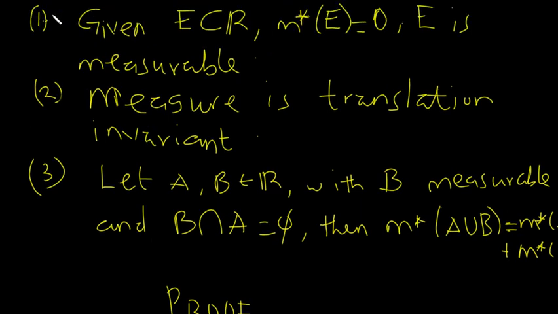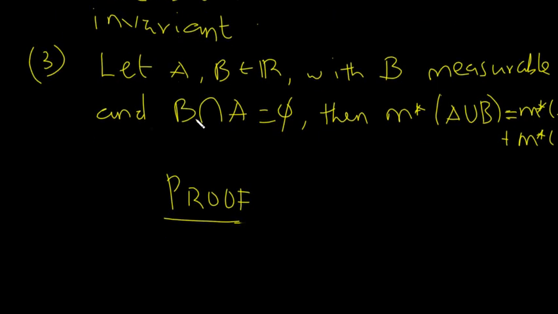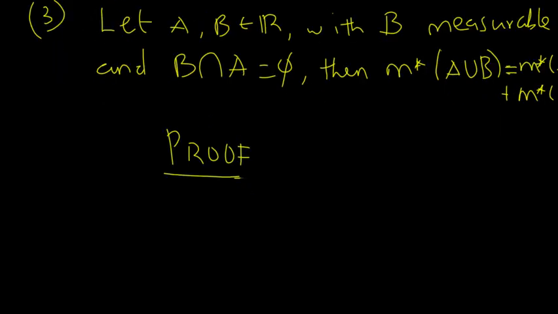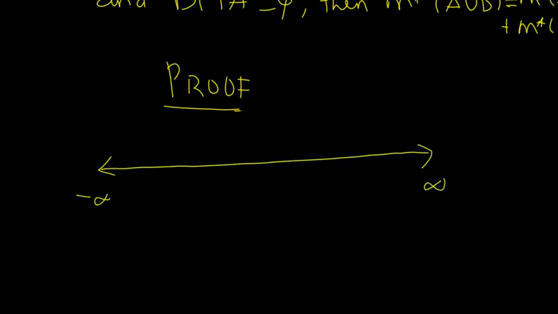And in the previous video we were able to prove this proposition over here, and today we are going to try and prove these two propositions. With the second one, we are saying that the Lebesgue outer measure is translation invariant. So what does it mean? What is actually translation? Here we have the real line from negative infinity to positive infinity, and we are saying that the measure is translation invariant.